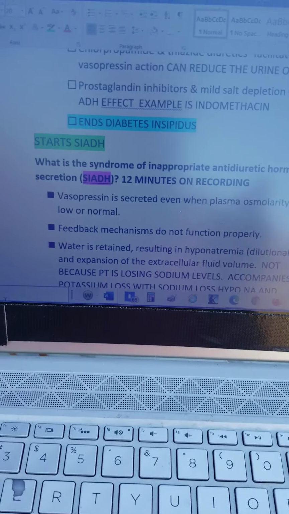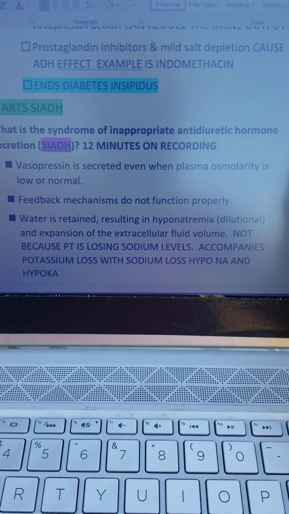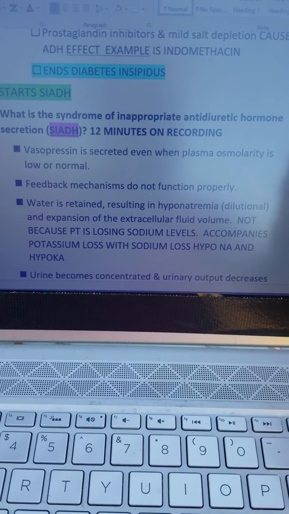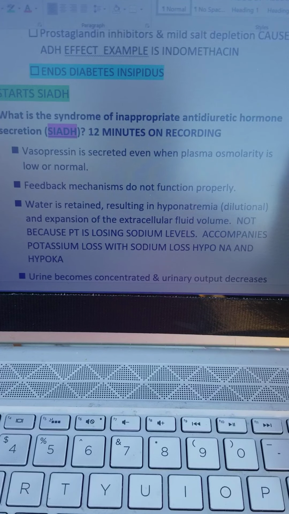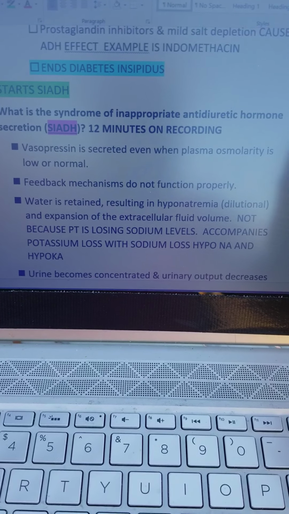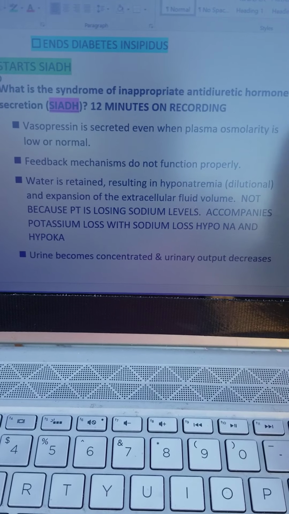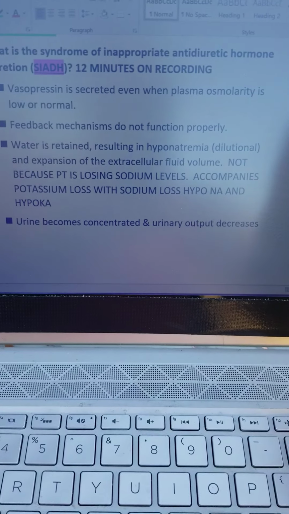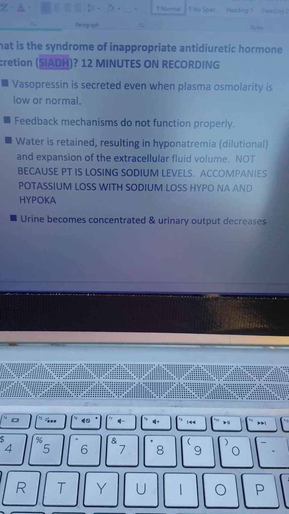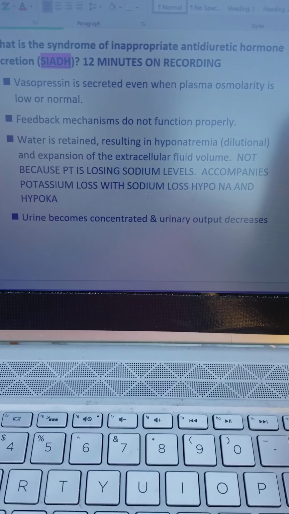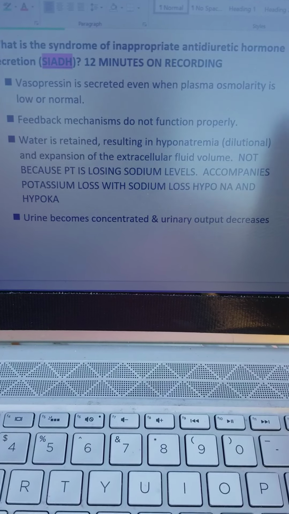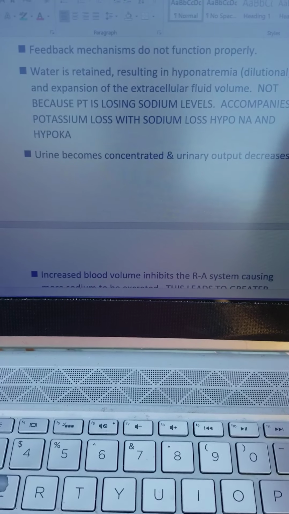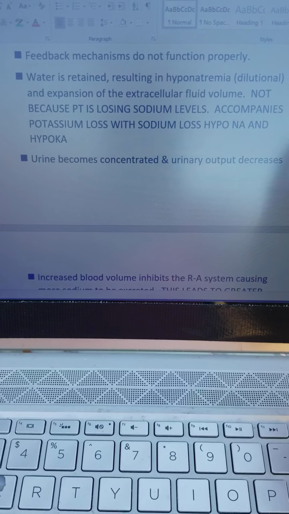It could be a cause. Water is retained, resulting in hyponatremia, low sodium, dilutional, and expansion of the extracellular fluid volume. Not because the patient is losing sodium. It accompanies potassium loss with sodium loss, hyponatremia, and hypokalemia, potassium.